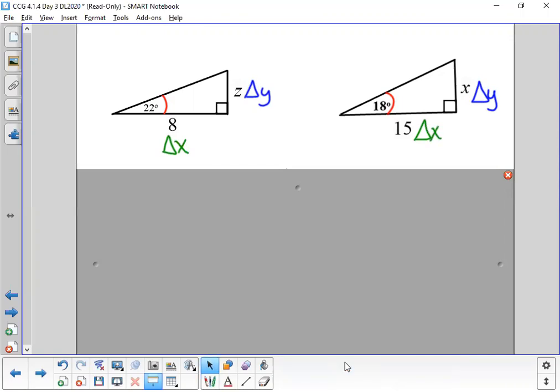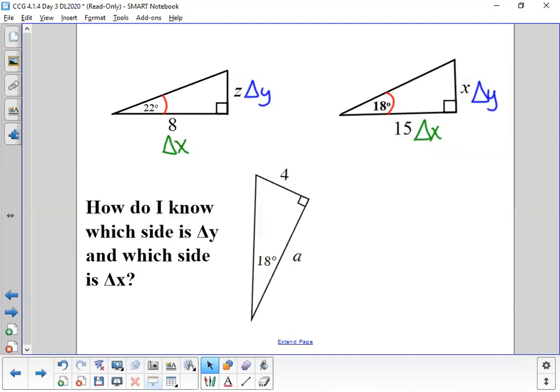But I don't want to have to reorient my triangles every single time I'm dealing with one of these. So I need to figure out, is there an easier way to figure out which side length is the delta y and which side length is the delta x? Well, I want you guys to look at this and see if you notice a pattern of where the delta y is relative to the angle and where the delta x is relative to the angle. And then if we're looking at a triangle that is not reoriented perfectly, how can I figure out which side is the delta y and which side is the delta x?